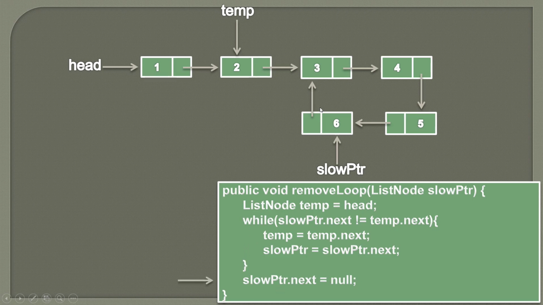At the end, in order to break this link, we simply assign a null value to slow pointer's next. Slow pointer next is pointing to node 3, so this link will go away and now it will point to null. Friends, after this assignment you can see that our singly linked list, which had a loop in between, now ends with a null value. So this was the step by step demonstration of the algorithm.